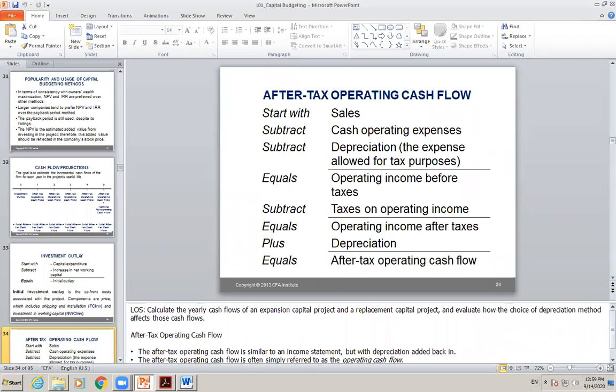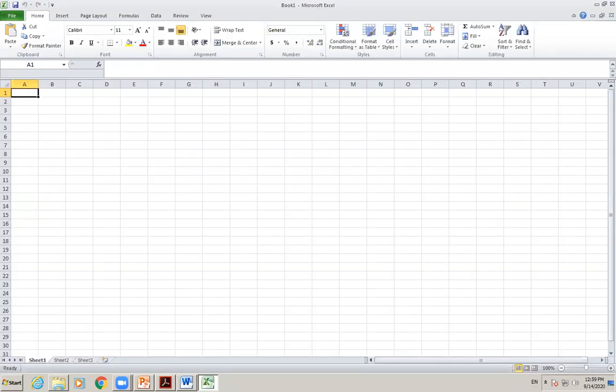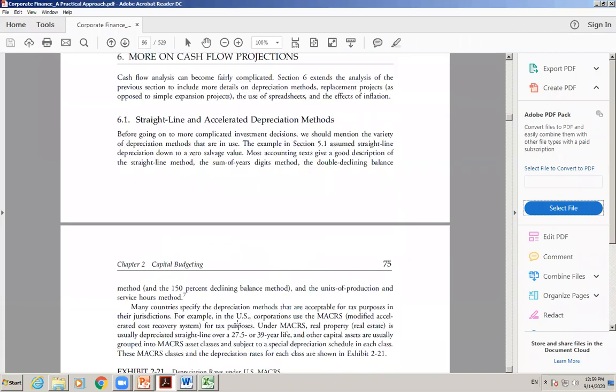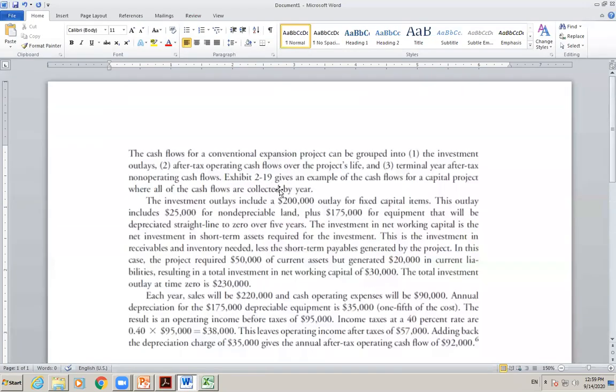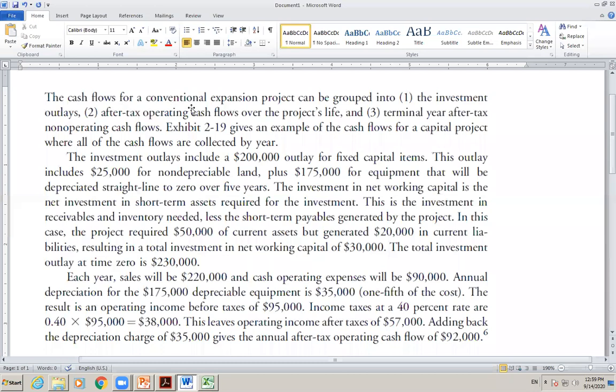Now, let me open the Excel. I will start with the question which is given in the book on the cash flow projection. So here, cash flow for a conventional expansion project can be grouped into investment outlays. So first we are grouping into three parts, okay?